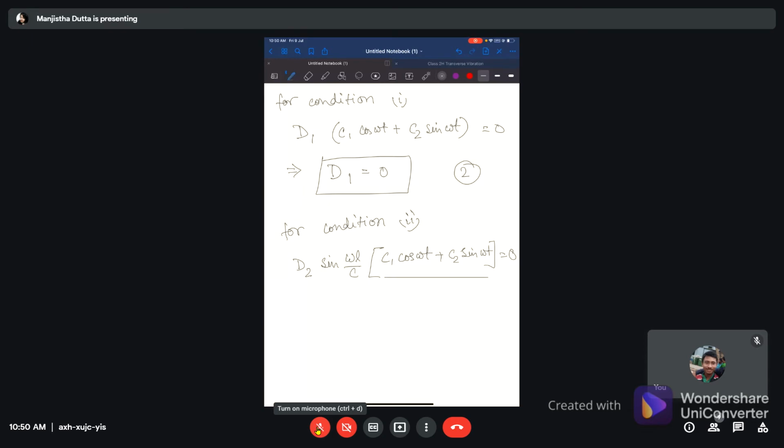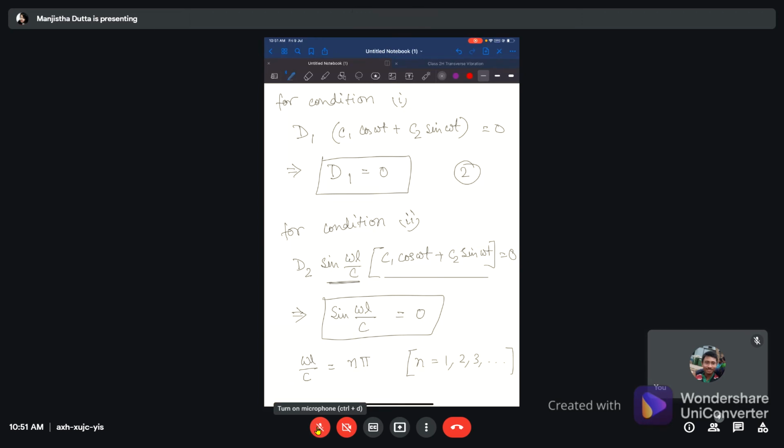This cannot be 0, so only this part is left, right? So we have to take sine omega L by c as 0. So this implies sine omega L by c is equal to 0. If I solve for what values of omega L by c the sine term is 0, we get that omega L by c is 0, pi, right? So n pi, where n is any integer, 1, 2, 3.